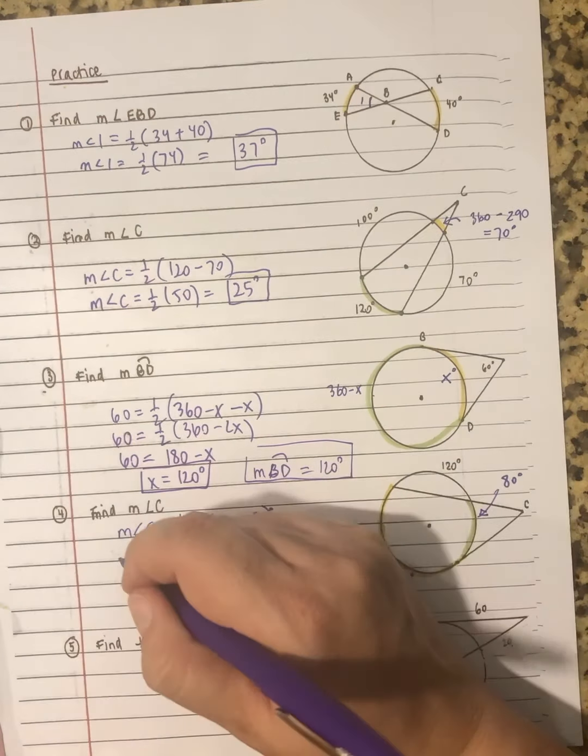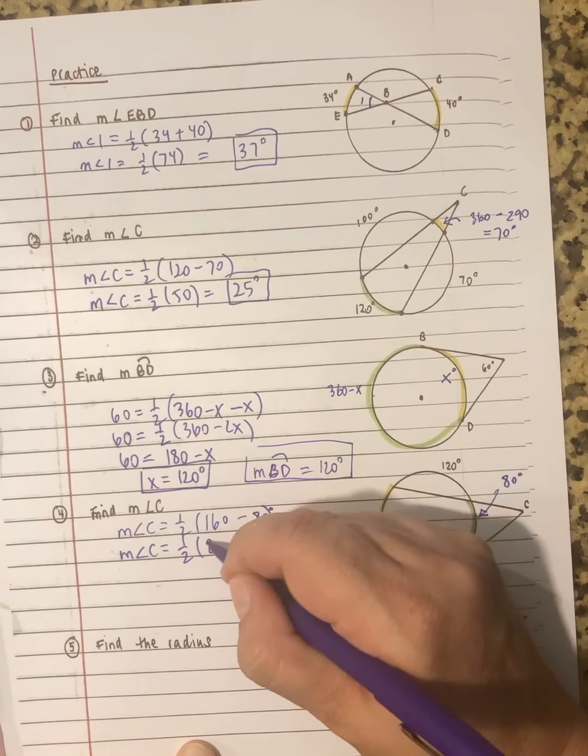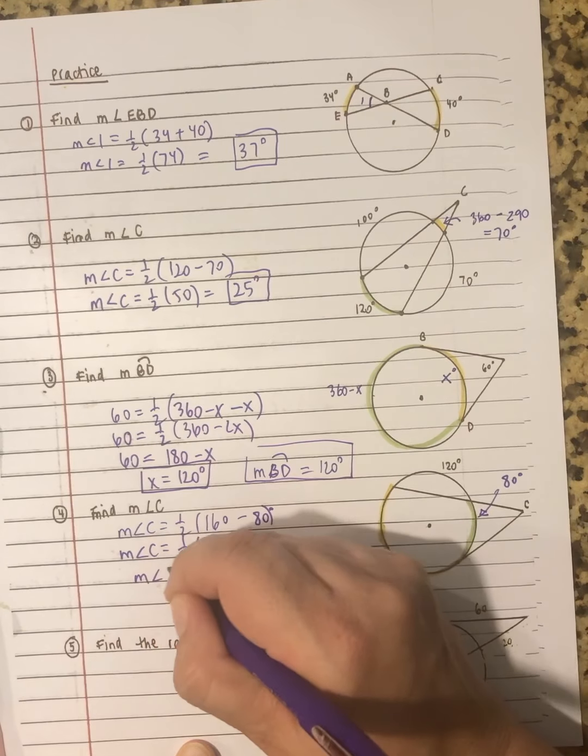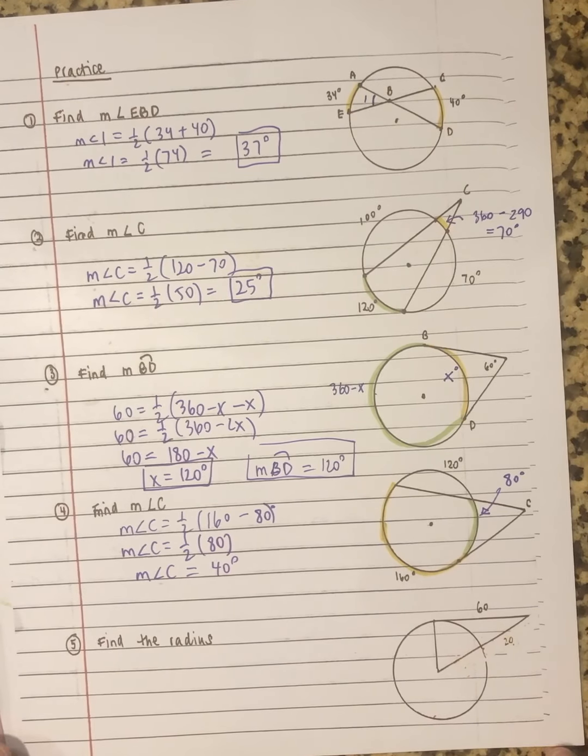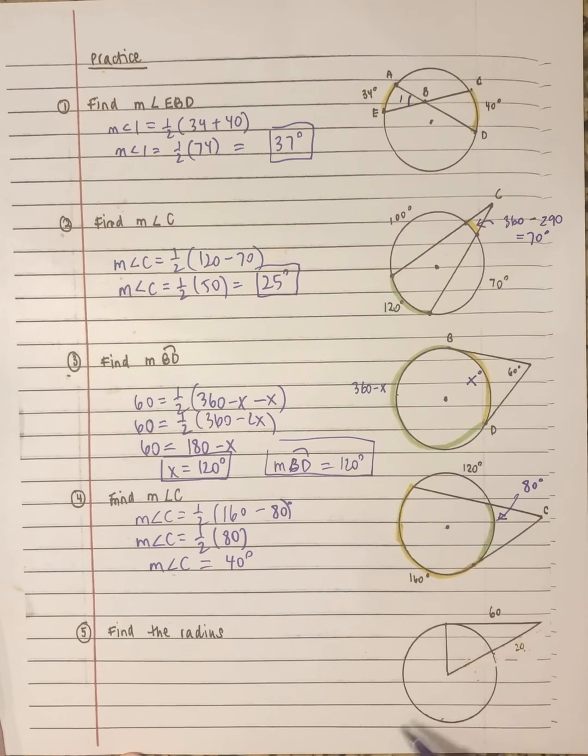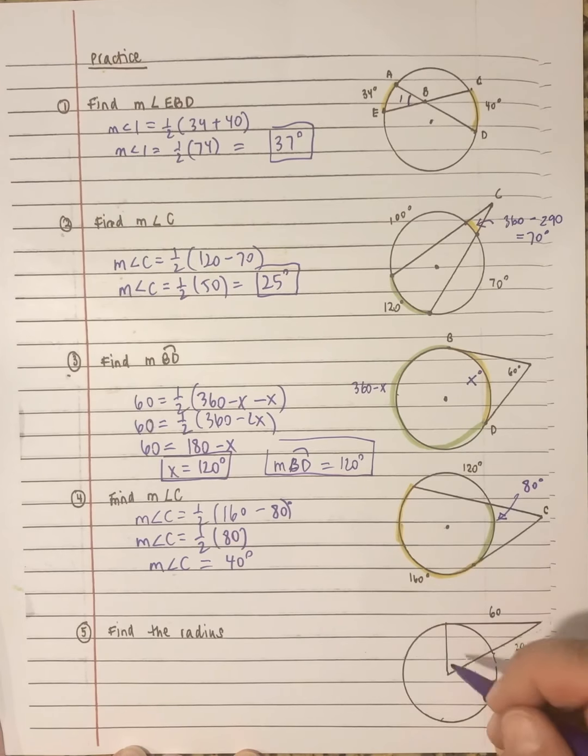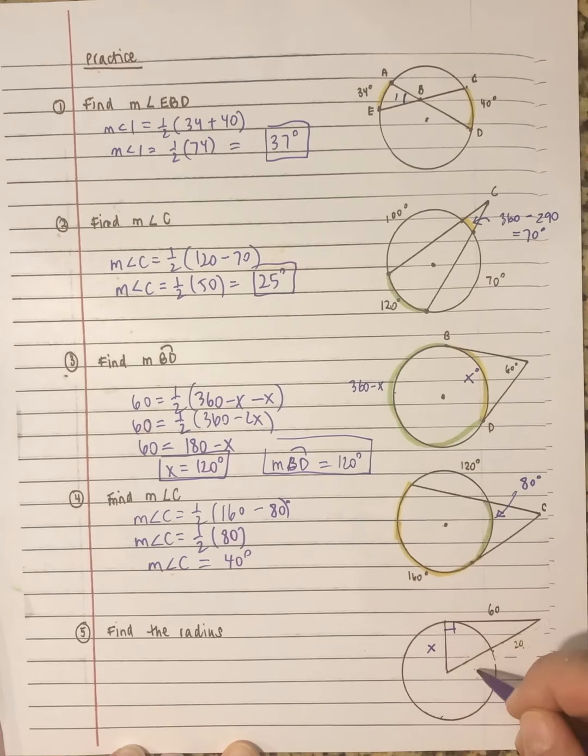So now the measure of angle C will be 1/2 of 160 minus 80, which is 80, which means that the measure of angle C is 40 degrees. Okay, this last problem is a review problem. Okay, we have a secant line and a tangent line. Okay, and we know that any tangent line is always perpendicular to the radius. So this creates a right triangle in this case. And we know that both of these represent the radius, so they have to be the same.